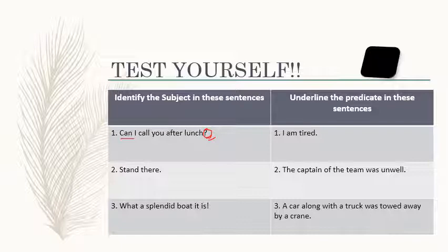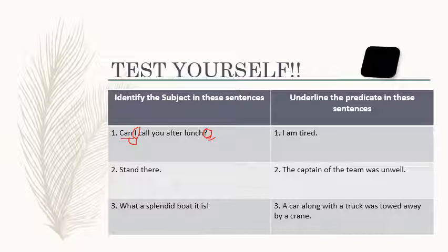So here, can I call you after lunch? It is asking a question. And what have we just studied? We have just studied that in an interrogative sentence, the subject comes just after the verb. So here we have can, and just after that we have the subject, that is I. So here our answer is I. Very good. Now let's see number 2.